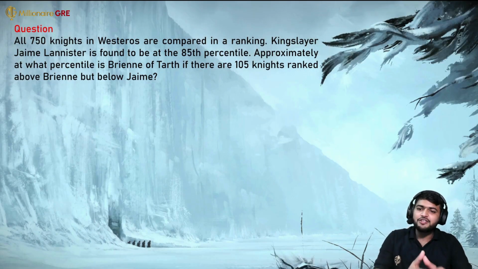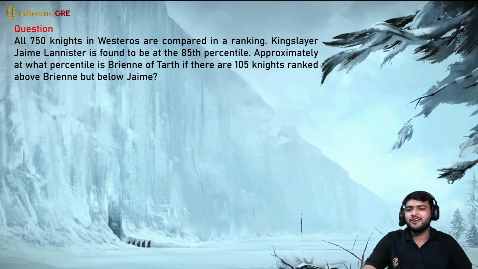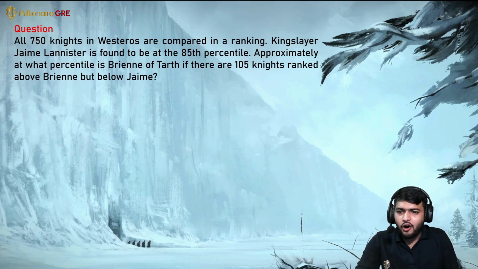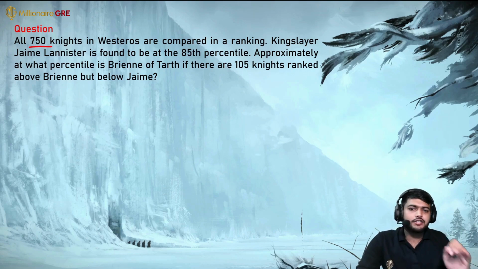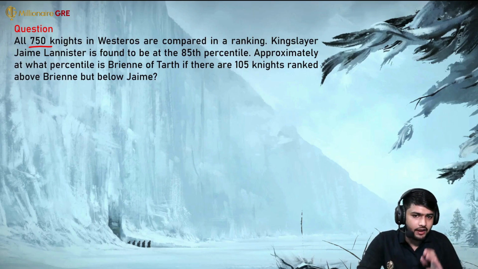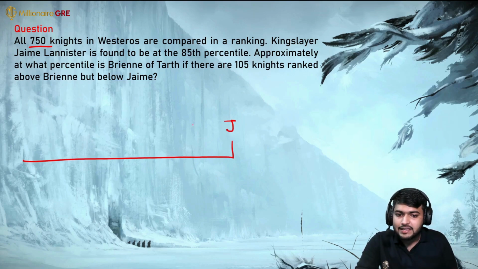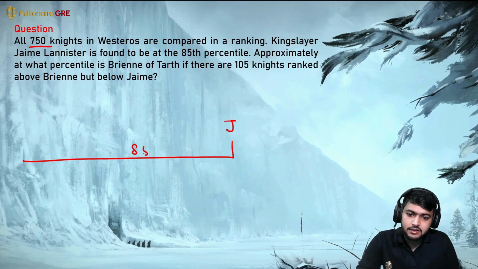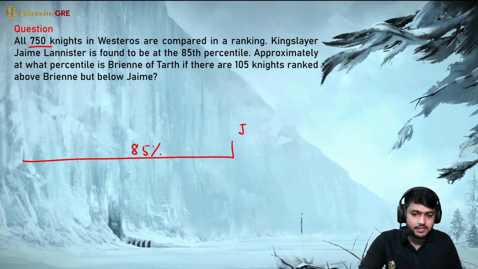Now I want you to pause the screen and give this question a try. Hope you have done so. Now let's solve it together. All 750 knights in Westeros are compared in ranking. Kingslayer Jaime is found to be at 85th percentile. It means Jaime is ahead of 85% of all the knights.